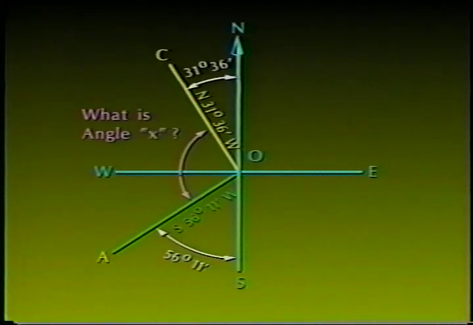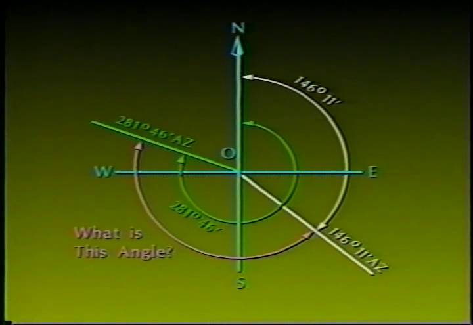In this graphic, the example presented and sketched is: find the included angle X between lines O to C, north 31-36 west, and O to A, south 56-11 west. Look the problem over and then pause the tape, solve the problem, and then get back on the tape as we will compare answers. Okay, this is what I did, and this is the answer I got. X equals 180 degrees minus 56 degrees 11 minutes plus 31 degrees 36 minutes, which equals 92 degrees 13 minutes. How did you do with this one? Like I said earlier, one sketch is worth a lot of work.